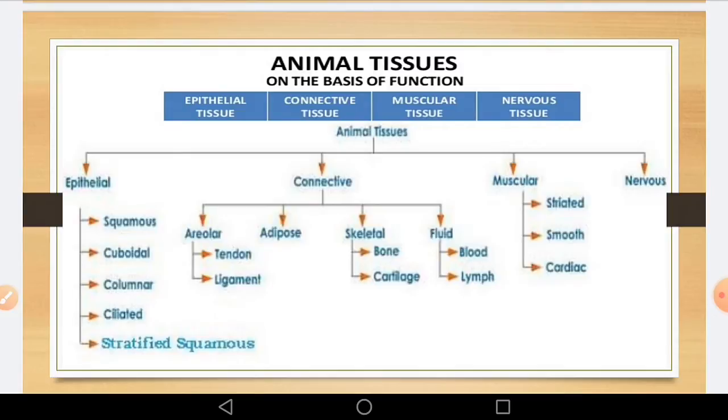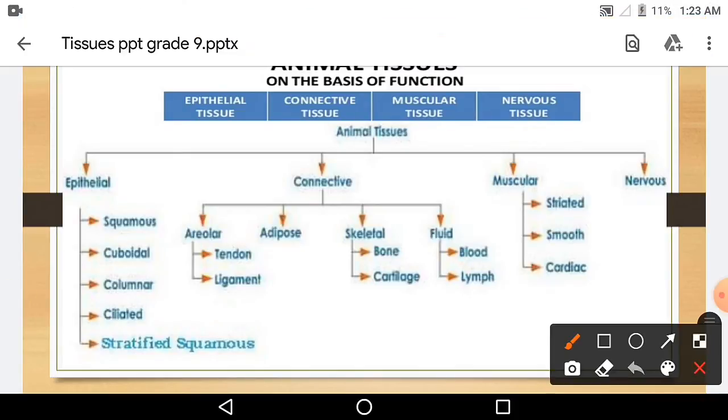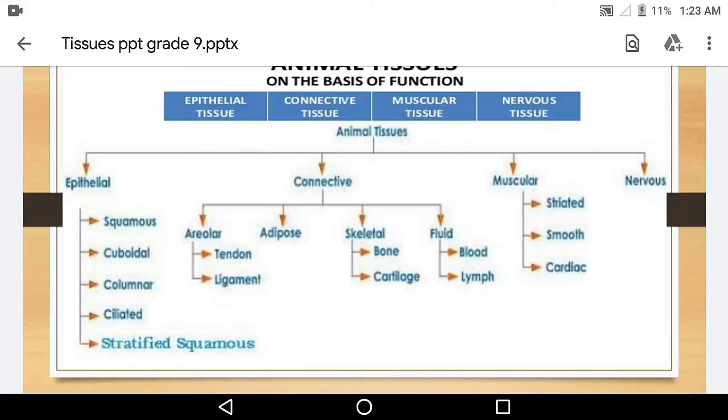Now, children, on the basis of their function, animal tissues are first classified into four types: epithelial, connective, muscular, and nervous. Epithelial itself says that it forms the skin-like covering. They are further classified into squamous, cuboidal, columnar, ciliated, and stratified, depending on the shape. We'll learn this in detail again.